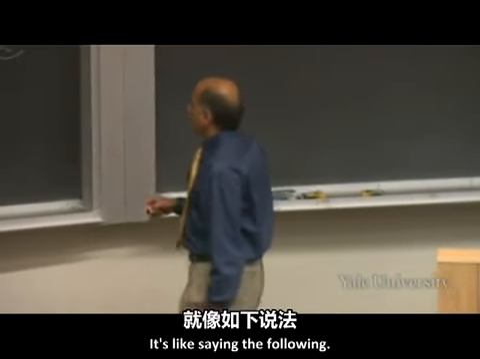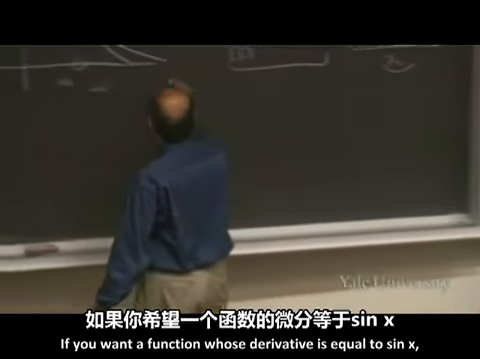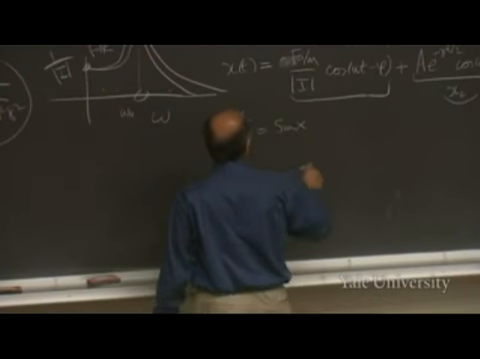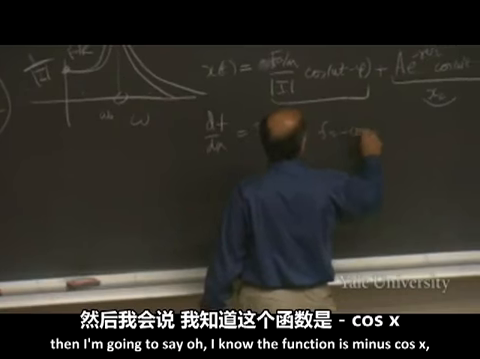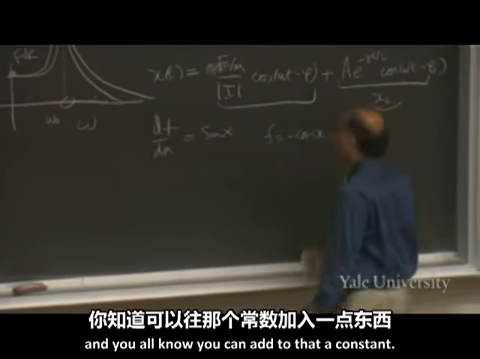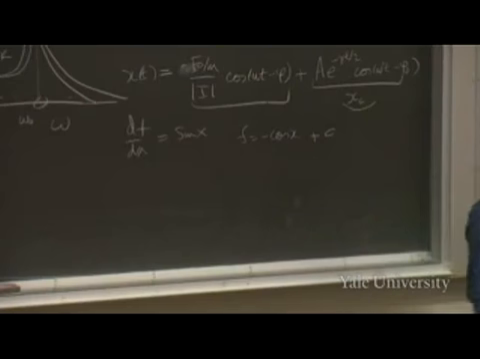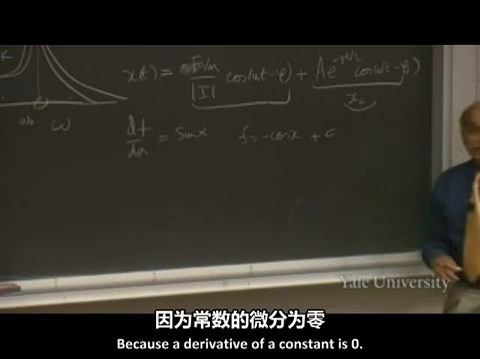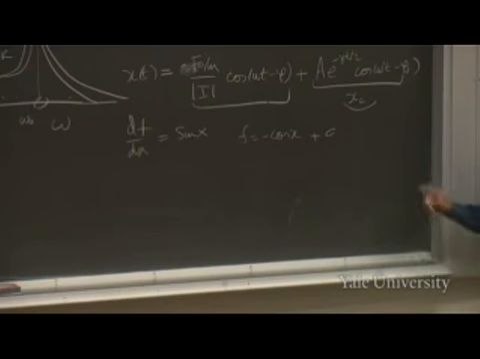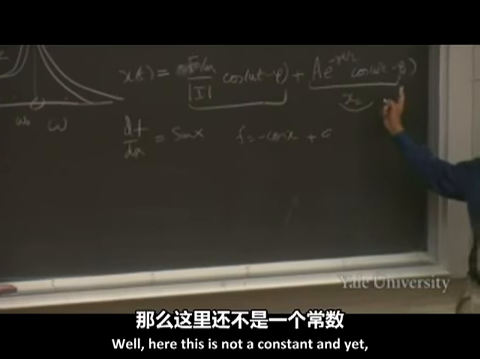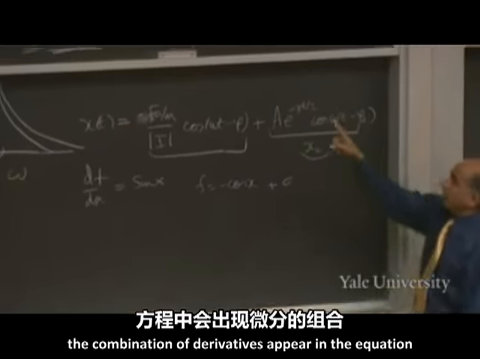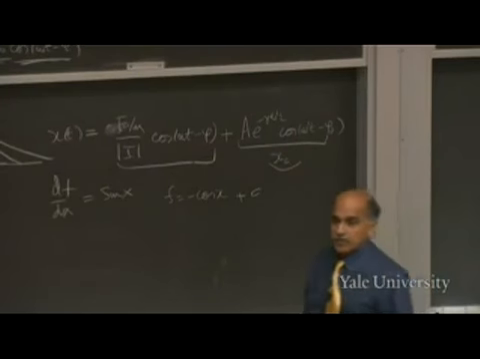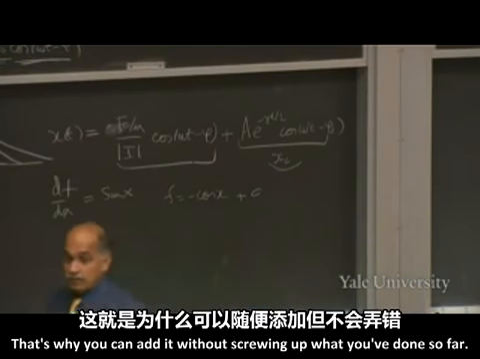It's like saying the following. If you want a function whose derivative is equal to sine x, then I may say, oh, I know the function is minus cosine x, and you all know you can add to that a constant. Why do you add the constant? Why doesn't it screw up everything? Because the derivative of a constant is 0. Well, here, this is not a constant, and yet the combination of derivatives appearing in the equation act on this to give you 0. That's why you can add it without screwing up what you've done so far.